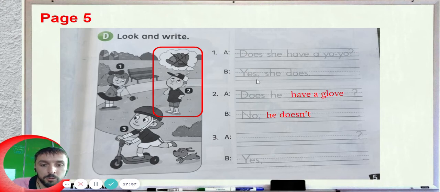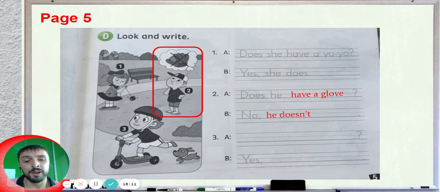And then number three, can you do by yourself? So remember, the first word will be does, and that is a girl, I think. So it'll be does she have a, what is this? Does she have a scooter? The answer, yes, she does.